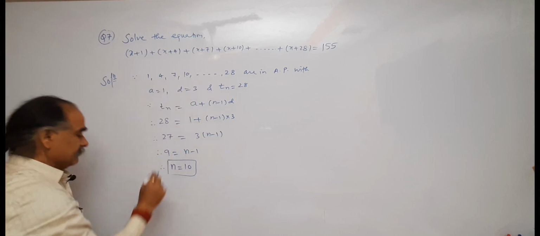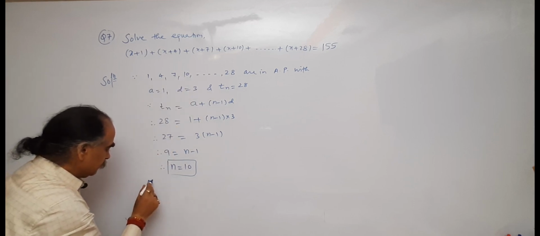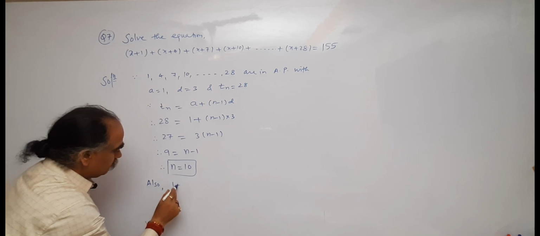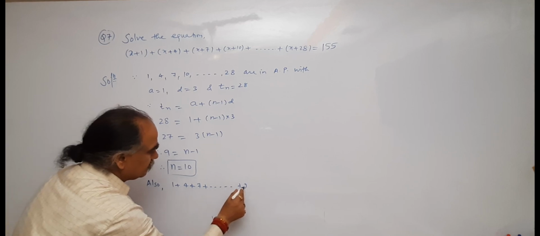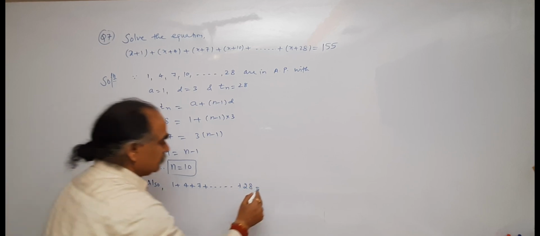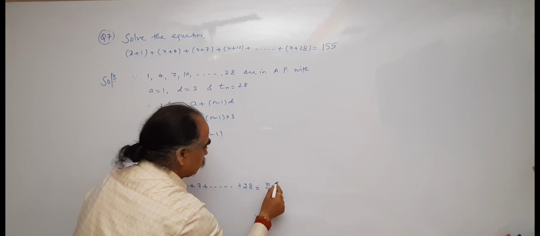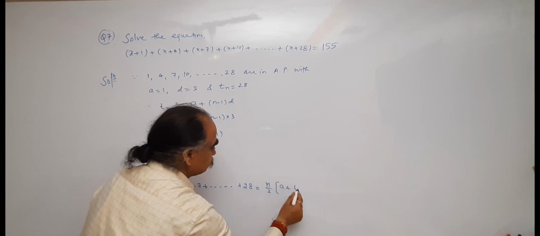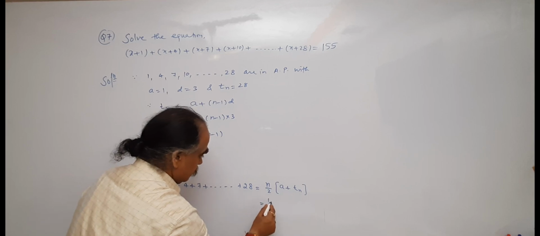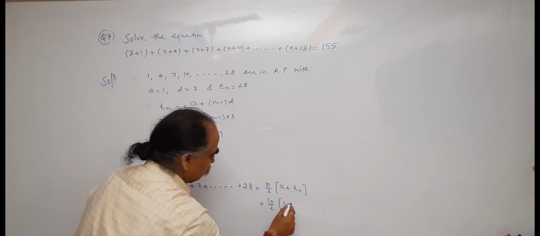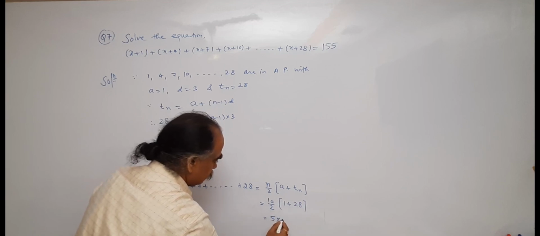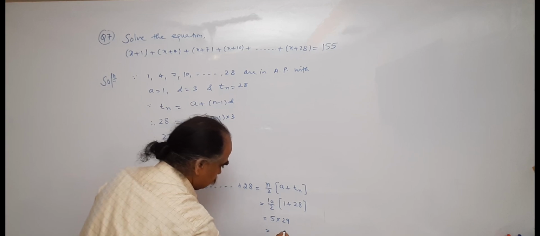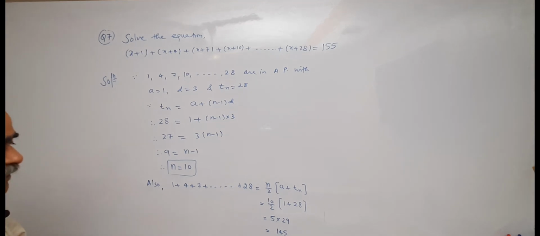Also we'll find out its sum. 1 plus 4 plus 7 plus dot dot dot up to 28 is nothing but n by 2 into first term plus last term. 10 by 2 into first term 1 plus last term 28. So 5 into 29. It is 145.